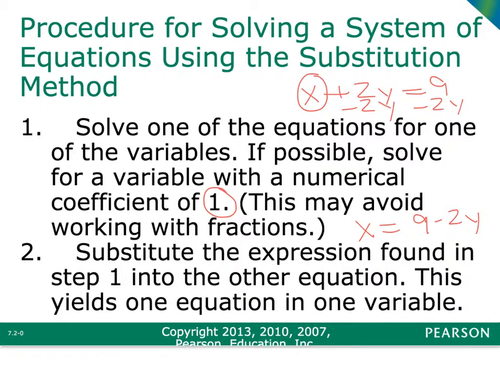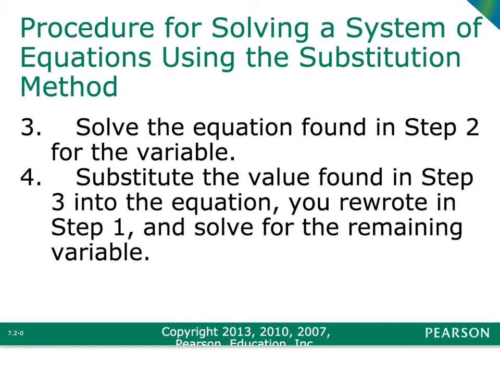Okay, once you have that variable isolated, you're ready for step 2. In step 2, you're going to substitute the expression that you just found into the other equation for the variable that you solved for. Once you do this, you're going to be able to solve the equation for the variable, and then you'll have to substitute again the value you found in step 3 into the equation you wrote in step 1. So it's a lot easier to explain with an example, so let's look at the next problem.